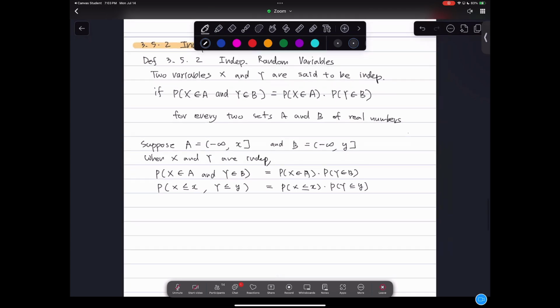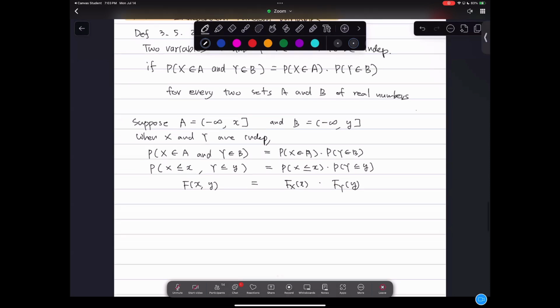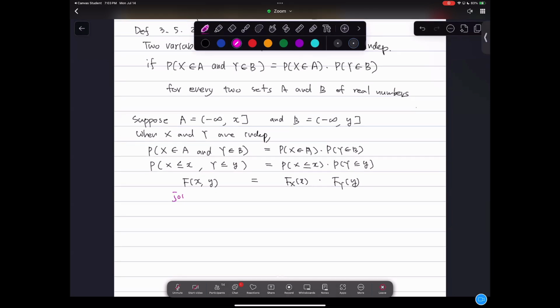So your left hand side is a joint CDF. This is my definition, F of x y. This is the marginal and the marginal. So when x and y are independent, according to this, the joint CDF is equal to the product of the marginal CDFs. So that's what it means. I can separate them out: x alone and y alone.